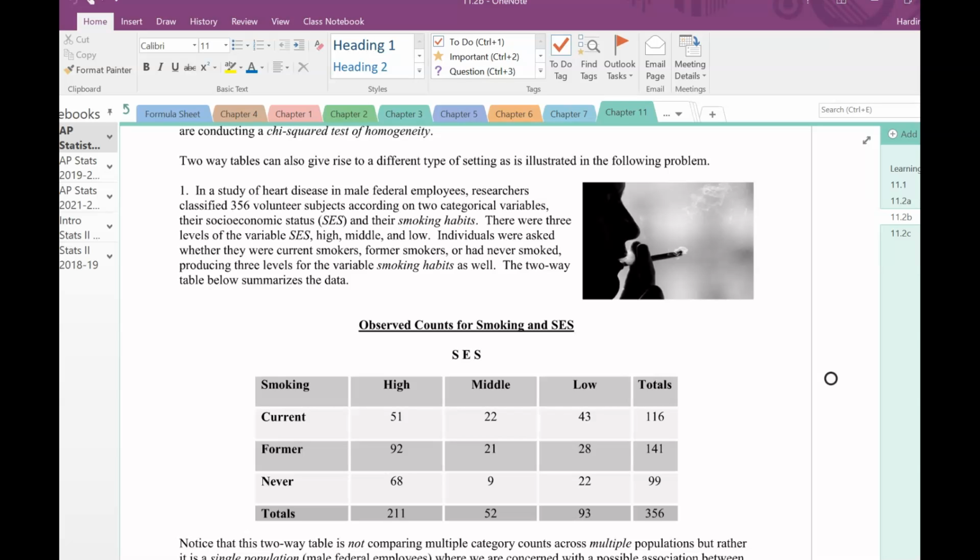One thing to take note about this, and this is going to help you distinguish when to do a test of homogeneity and when to do a test of independence, is that in this particular example, we have one population of people that are being surveyed on two different variables, as opposed to the test for homogeneity where we were looking at multiple populations and their responses to the categorical variable. This is just one population, and we're trying to decide if within that population there is an association between these two variables.